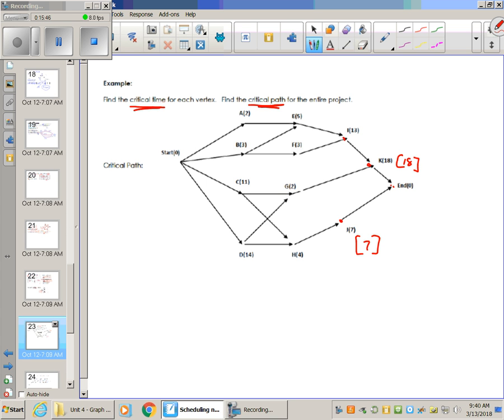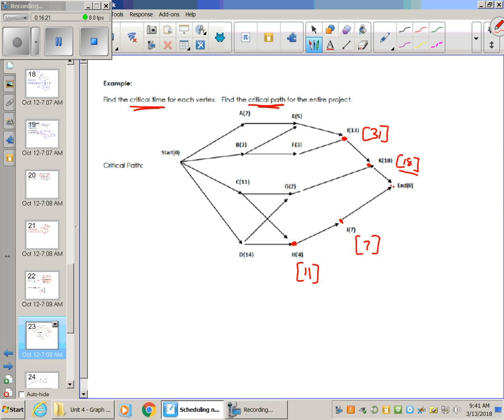Okay, so keep moving backwards. Here at vertex I, it's only pointing to one vertex. We already got its critical time of 18, so just do 13 plus 18, which is 31. Moving back to J, right here at the bottom, H is only pointing at one thing, J. We already have its processing time, or critical time, of 7. So just do 4 plus 7 is 11.